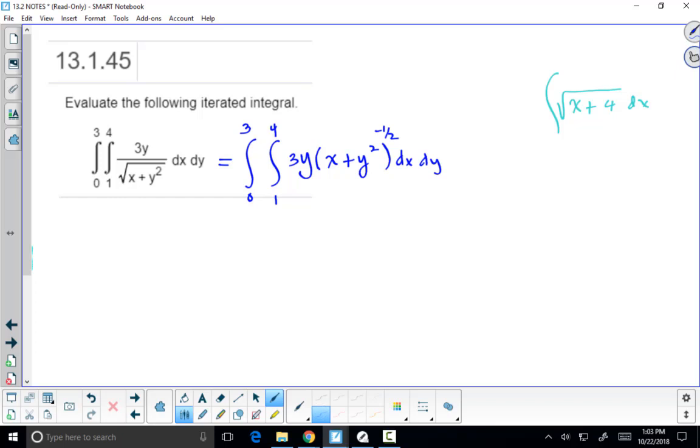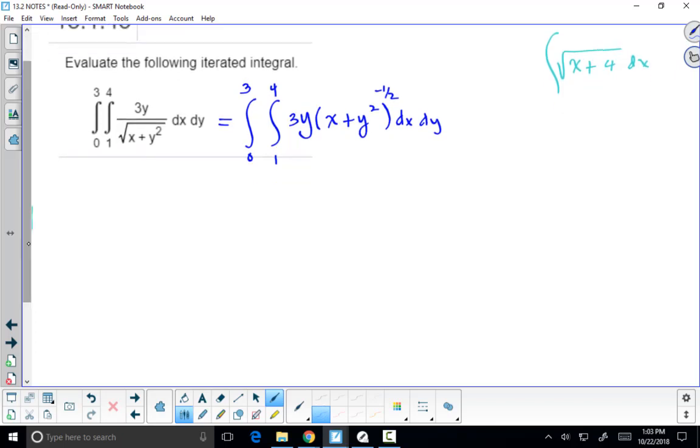The 3y piece is just a constant that sits in front, so we don't have to get all freaked out by it. That 3y is just going to come along. And then we add 1 to the exponent.